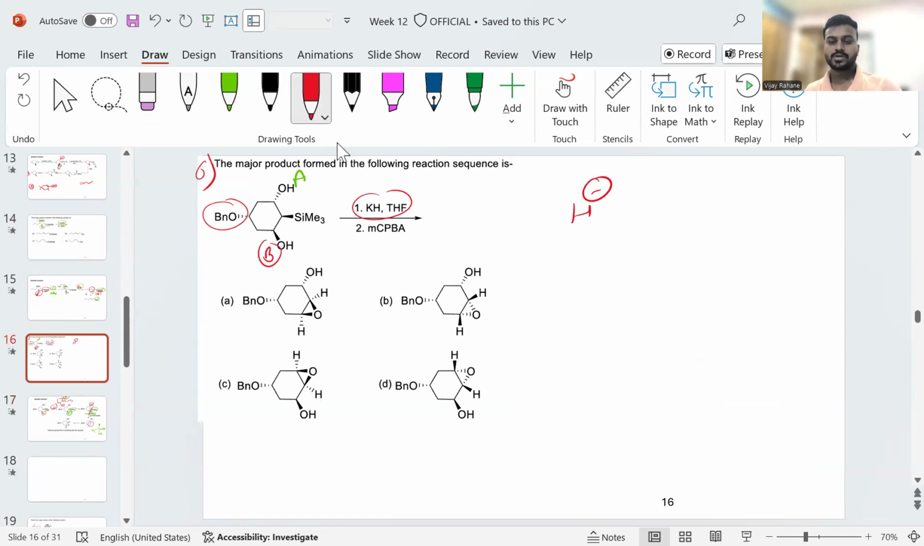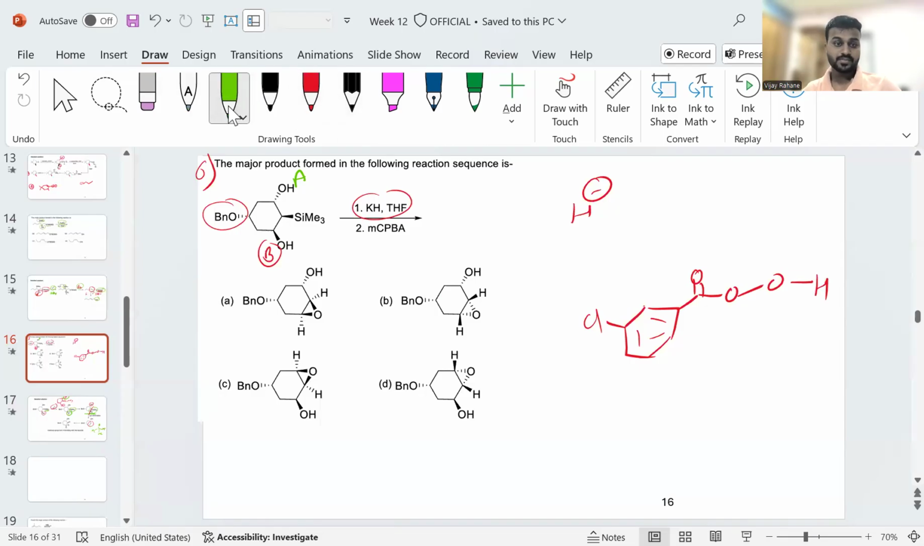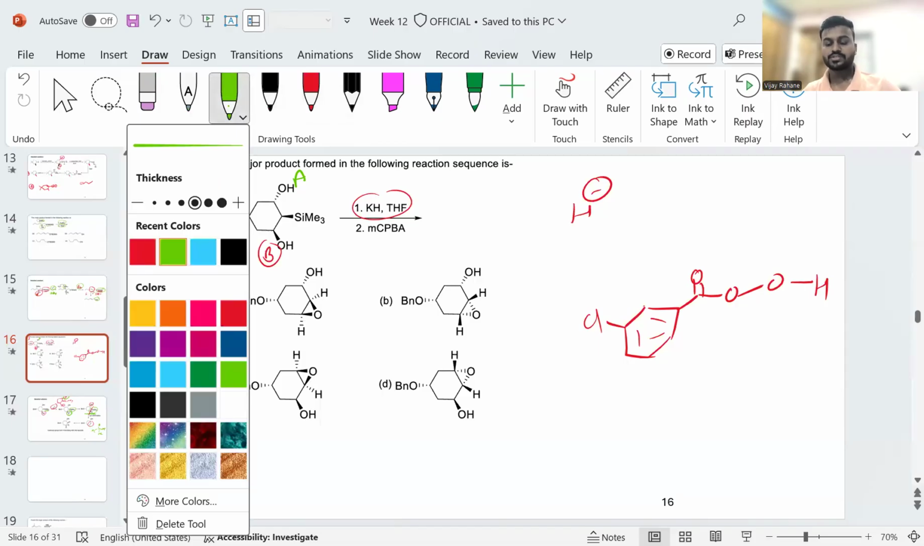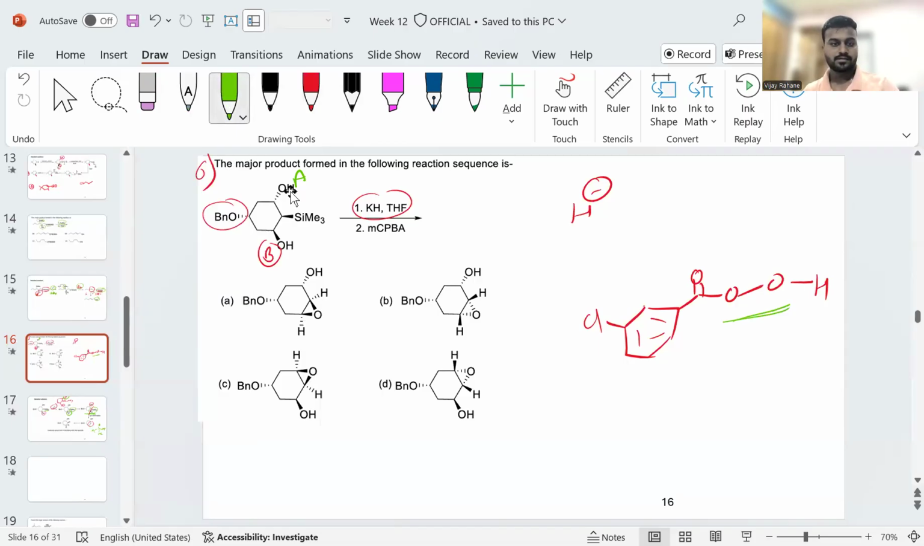This metachloroperbenzoic acid is used for the epoxidation reaction. This is the benzene ring and this is the benzoic acid, and the meta position 1, 2, 3 has a chloro, and since it is a perbenzoic acid, there will be an OH. One of the oxygens from this perbenzoic acid gets attached on the double bond. So if we have an olefin and it is treated with it, it forms the epoxide.